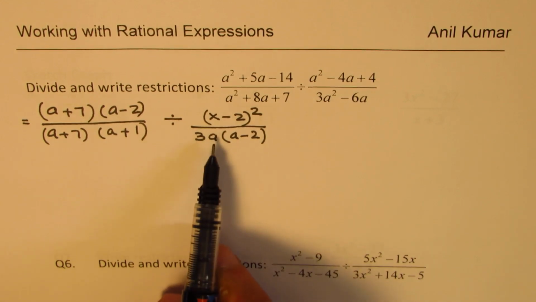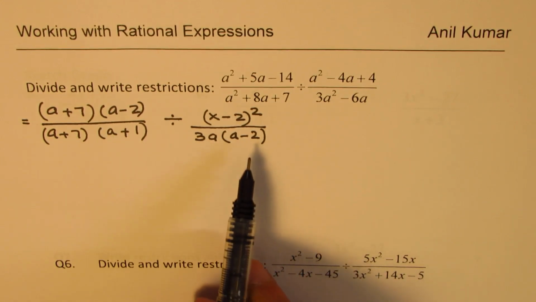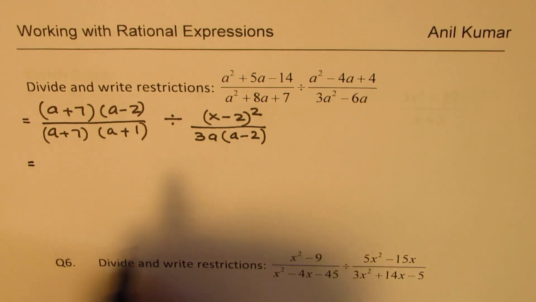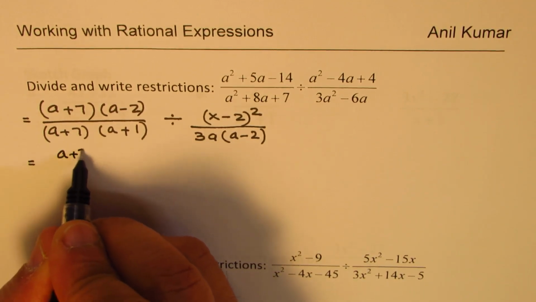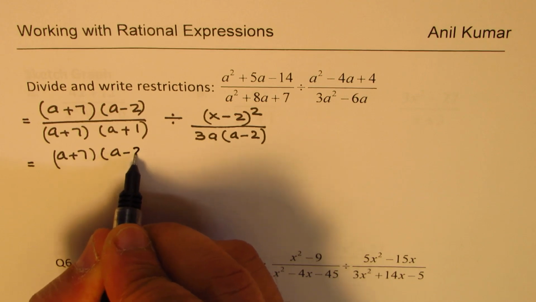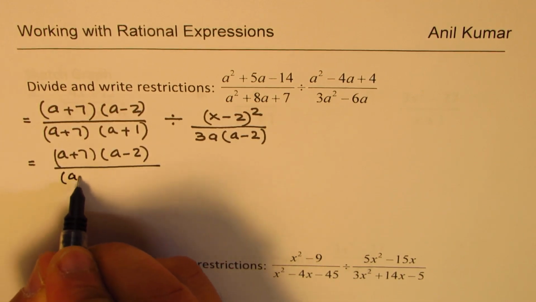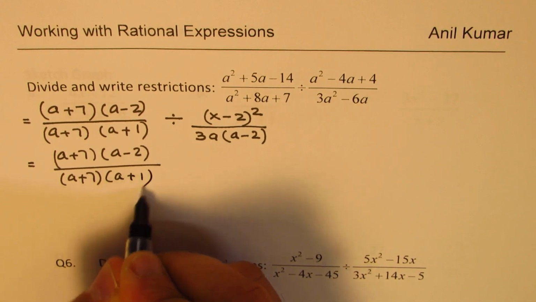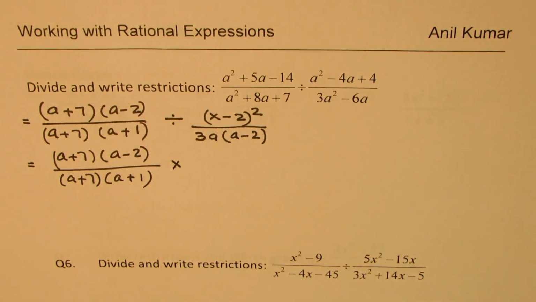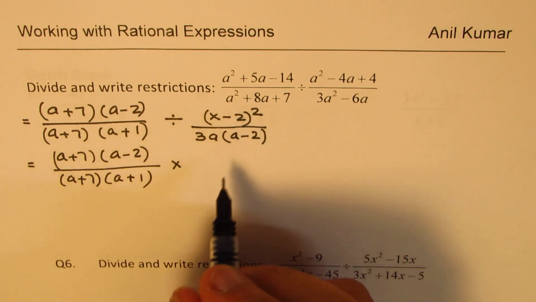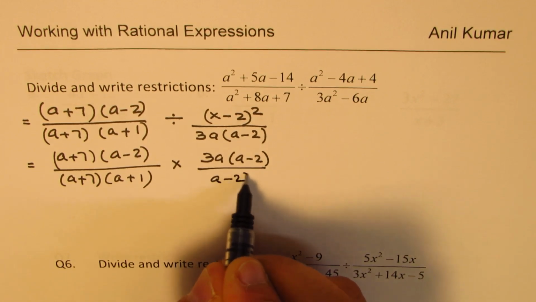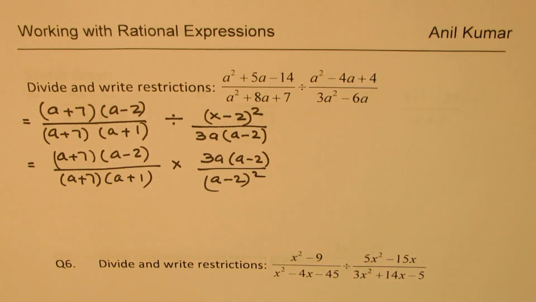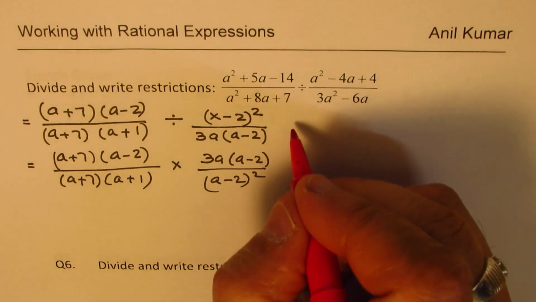Now, we'll go one more step and then we'll cancel and write our restrictions, okay? Because I want to make a point clear here, which will be absolutely clear if I move on to the next step. So we have (a + 7) here, and then we have (a - 2). We're dividing this by (a + 7) times (a + 1). Now division and multiplication are reciprocal, right? So I will change division to multiplication, flip this over. We get 3a times (a - 2) divided by (a - 2) whole squared. Is that clear to you? Correct. Now let us concentrate on restrictions. Now this is very important.